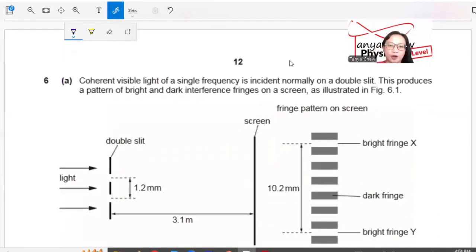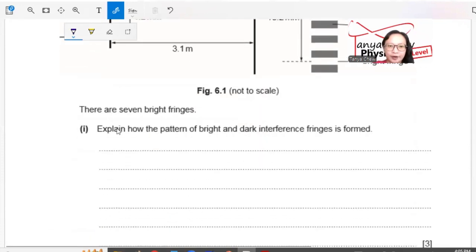Now, question number 6a. Coherent visible light of a single frequency is incident normally on a double slit. This produces a pattern of bright and dark interference fringes on a screen, as illustrated in Fig 6.1. There are 7 bright fringes. Explain how the pattern of bright and dark interference fringes is formed. 3 marks. Whenever you see 3 marks given, you need to write at least 3 points.